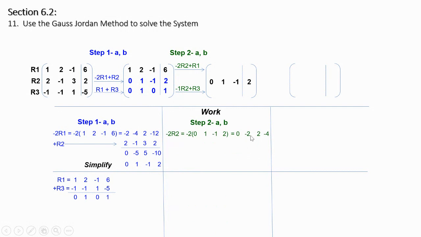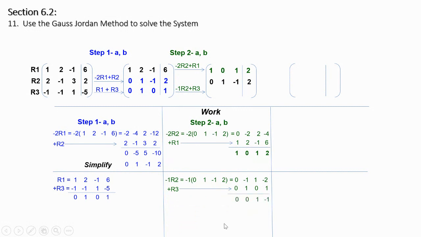So if we distribute, we get 0, -2, 2, and -4, plus row 1. And then after we add it, we're going to get 1, 0, 1, 2. So that's my new row 1. And by repeating the process for row 3, you guys can see what I'm doing there. I'm just going to go a little bit fast so I can cover the other slides. So here we get 0, 0, 1, -1. So that's my new row 3.